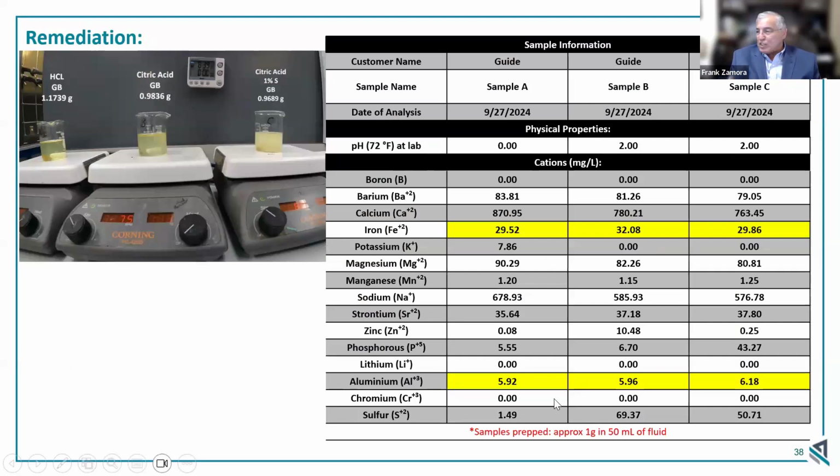Again, breaking it down, what's in the actual fluid itself. In the fluid itself, we find very similar results for samples A, B, C.